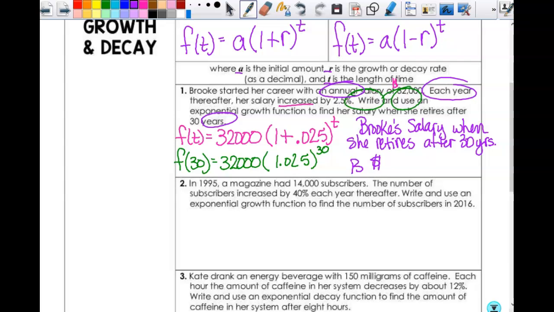However you write your sentence, just make sure you have the right pieces in there. What'd you get? $67,122.16. There you go. That's how she increased to that amount. Along the way, she was making more and more and more.